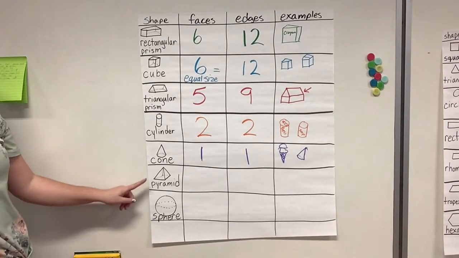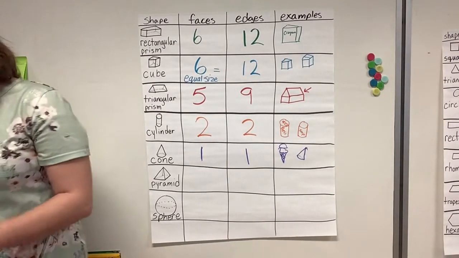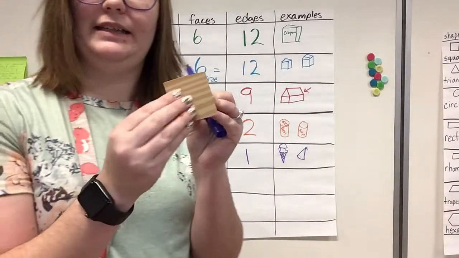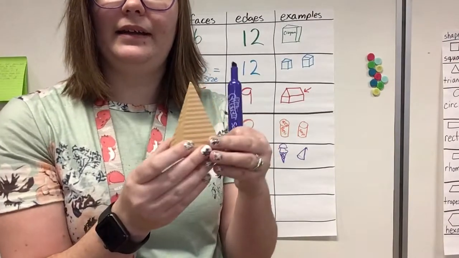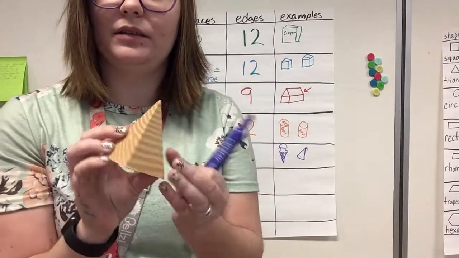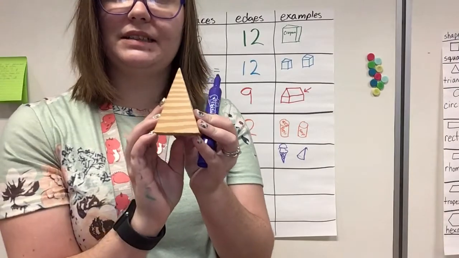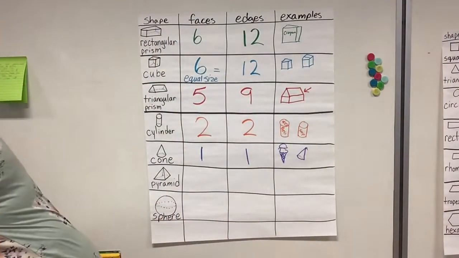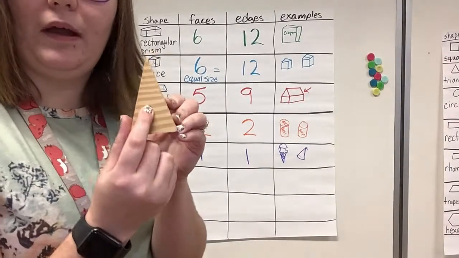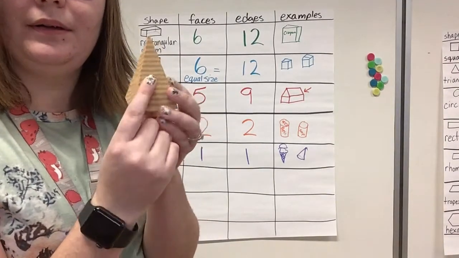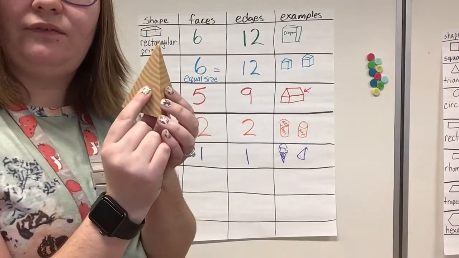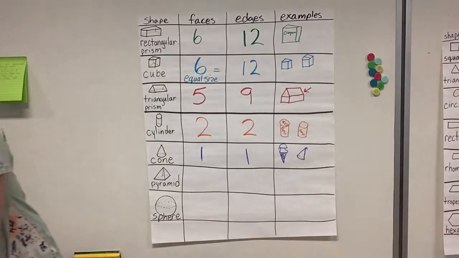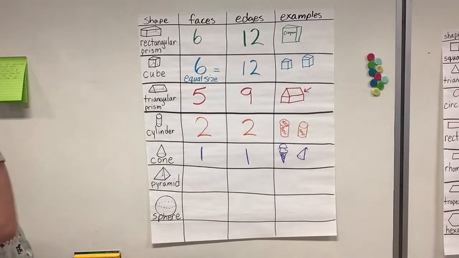Next, our next one is a pyramid. A pyramid has a square bottom and these triangles on the sides. The triangle has 3 sides. Let's count the faces on our pyramid. Ready? 1, 2, 3, 4, 5. We have 5 faces on our pyramid.